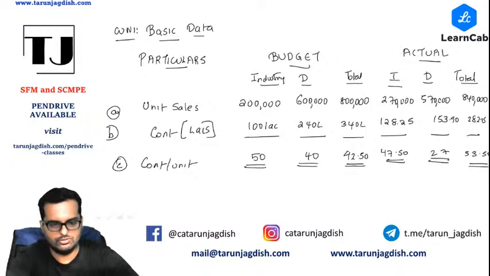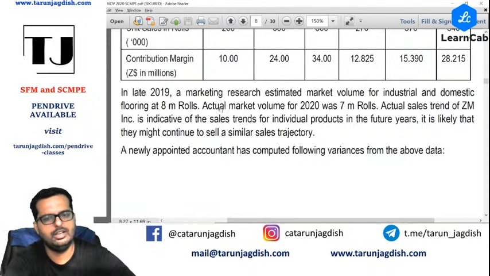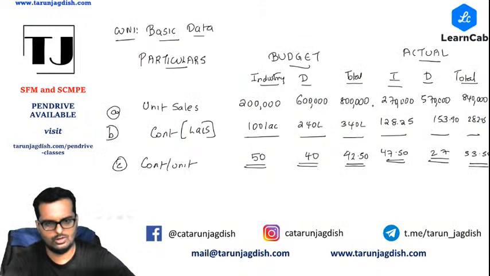All right, I'll go to the next page now. Down they are saying that the marketing research estimated the volume of industrial and domestic roll as 8 million rolls, or that's 80 lakh. Actual volume was how much? 70 lakh rolls. So I'll just continue over here.